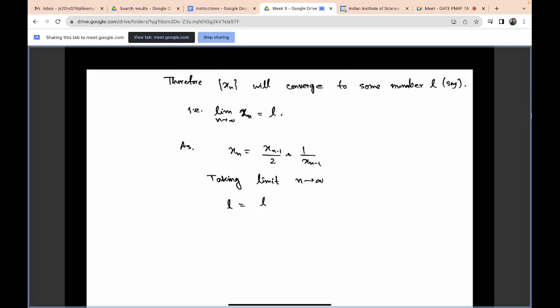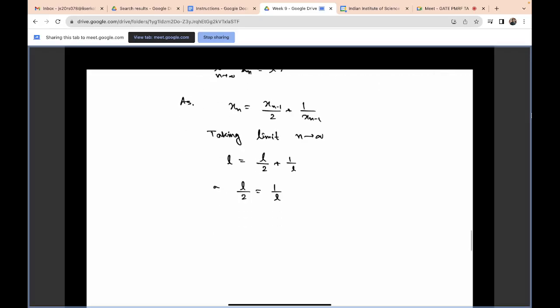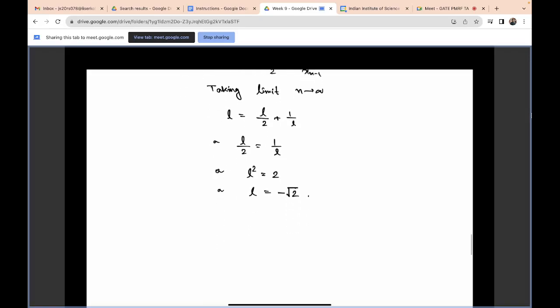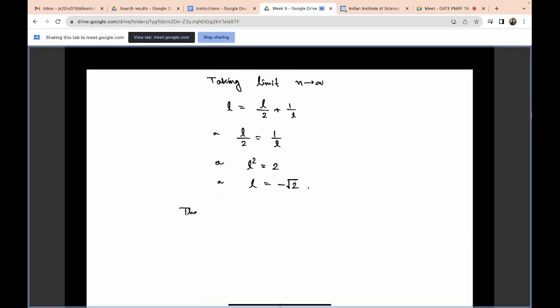This side L, it will become L by 2 plus 1 by L, or L by 2 is 1 by L, or L square equals to 2. So this is a negative sequence, so we will take this to be minus root. So if you start with some negative number, then it will converge to minus root. So therefore limit n tends to infinity xn, this will converge to minus root.